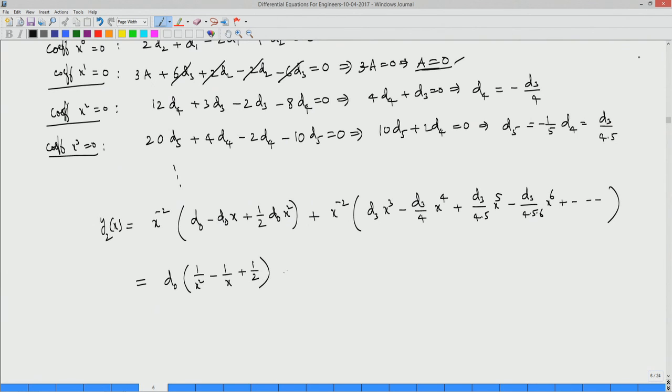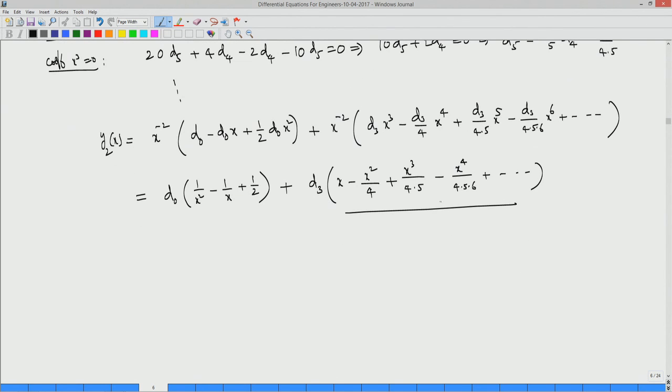So, this is your d0 into this plus, now if you do this, d3 comes out as constant, and this is going to be x minus x square by 4, plus x cube by 4 5, and then minus x power 4 by 4 5 6 and so on. So, what is this? This you already know, this is exactly your y1 of x.